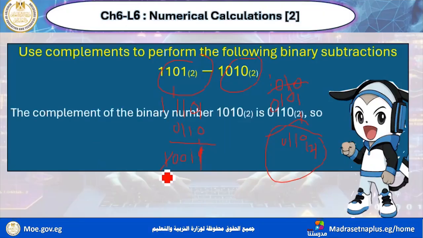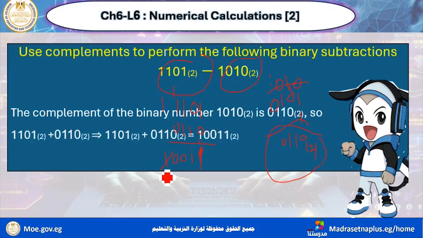Now by inverting 1, 0, 1, 0 to get its complement, the result will be 0, 1, 1, 0. When adding 0, 1, 1, 0 to 1, 1, 0, 1, the result will be 1, 0, 0, 1, 1. Now by removing the leading number 1, the result will be 0, 0, 1, 1.